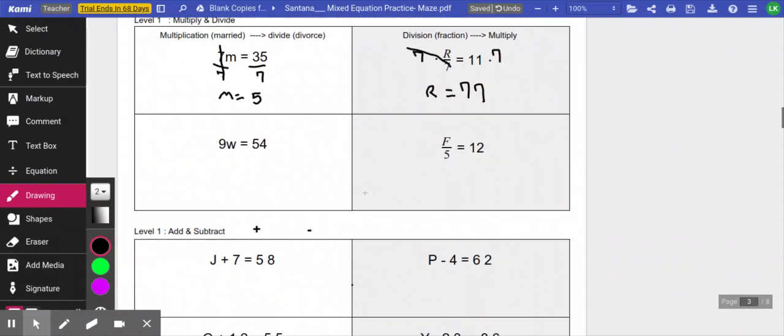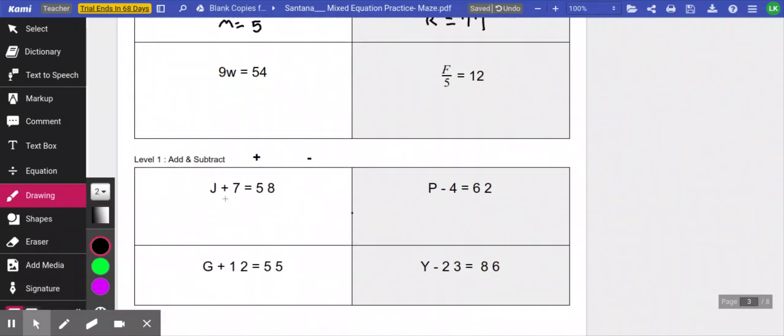Let's try one each from the bottom. J plus 7 is 58. The opposite would be minus 7. And minus 7. My line for my equal sign. That just leaves J. These cancel to 0. 58 minus 7 is 51.